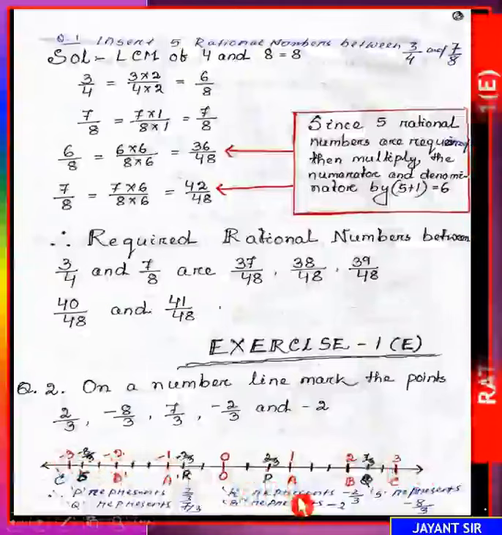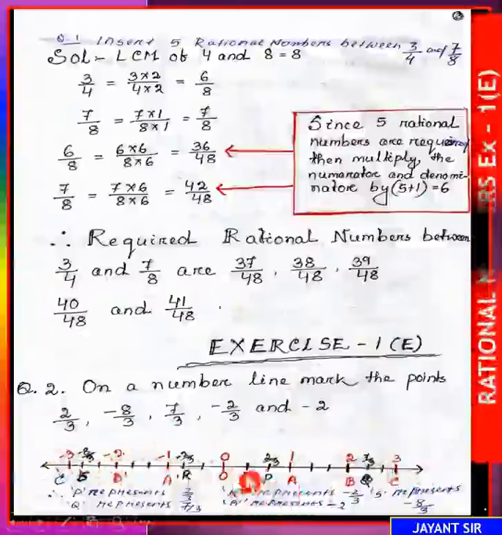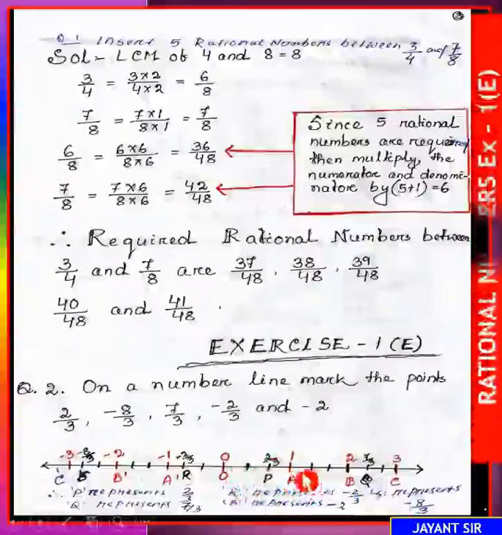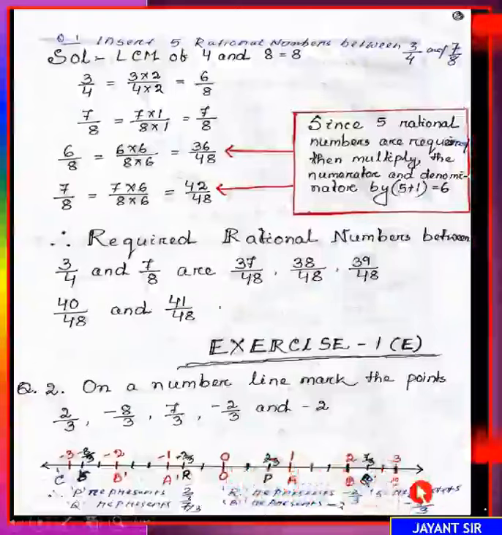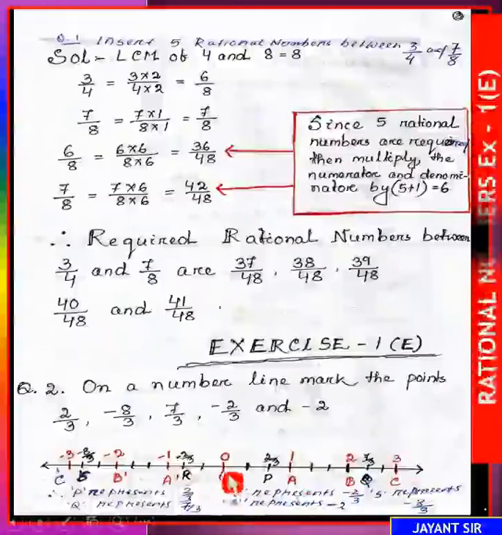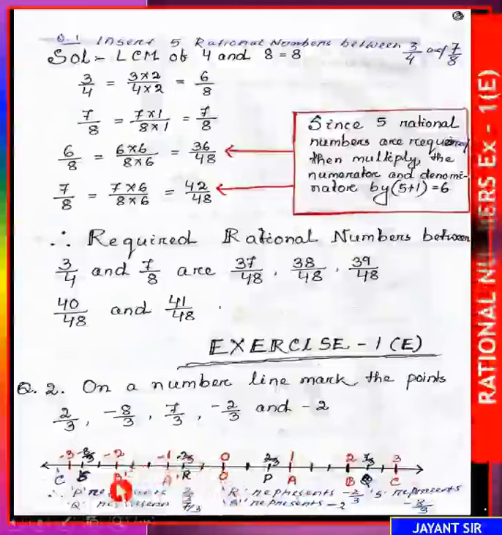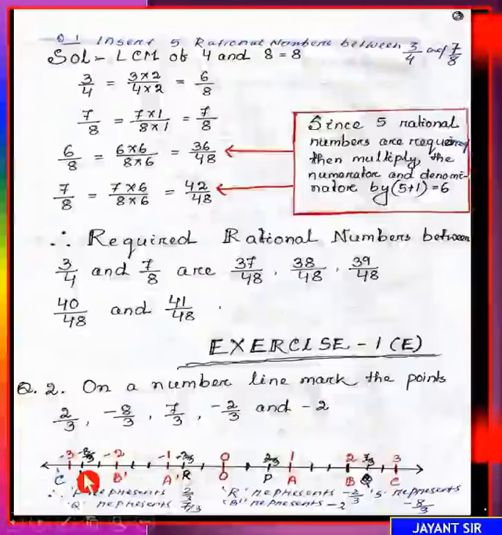Each part is divided into 3 equal parts, since the denominator is 3. Between two lines you draw 3 equal parts: 1, 2, 3. Like that, between A and B 1, 2, 3; between B and C 1, 2, that is also 3 equal parts. This side also, between O and A dash 1, 2, between A dash and B dash 1, 2, then between B dash and C dash 1, 2. So 3 equal parts are coming.